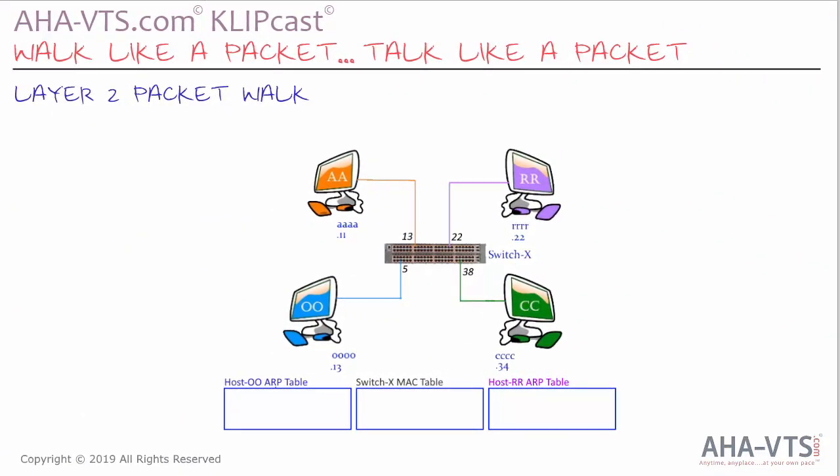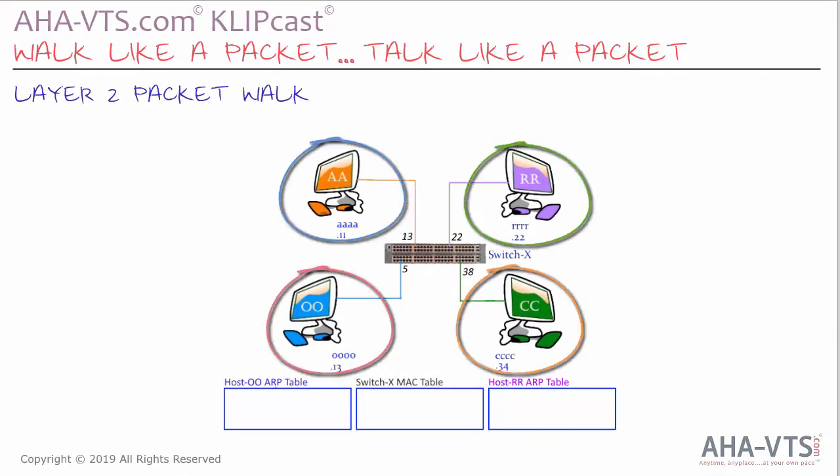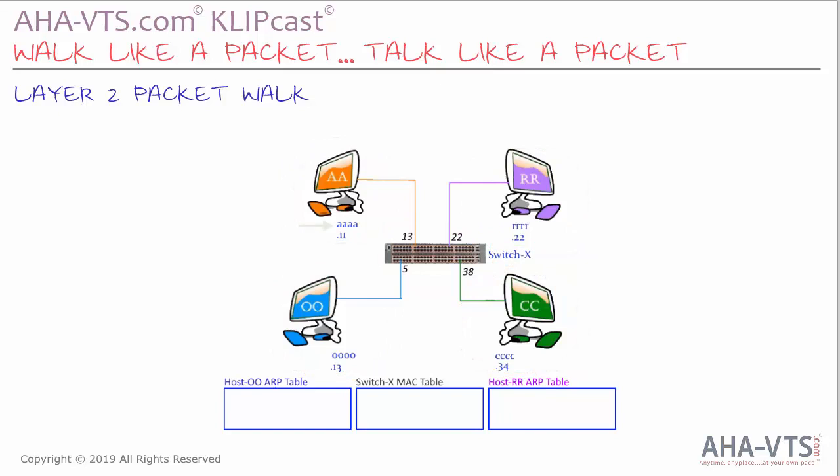Alright, shown on the screen we have a simple network with 4 hosts or end devices connected to a switch, which all reside on the same subnet. Now each device has a MAC address and an IP address. And for the purposes of layer 2, the IP address is moot and only the last octet is shown. The MAC address is a repeating sequence for each device. And we have 3 tables of interest, 2 ARP tables and 1 MAC address table.